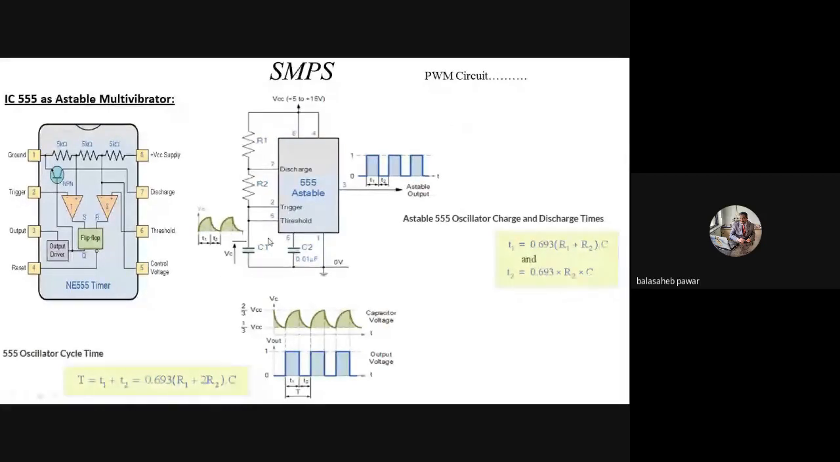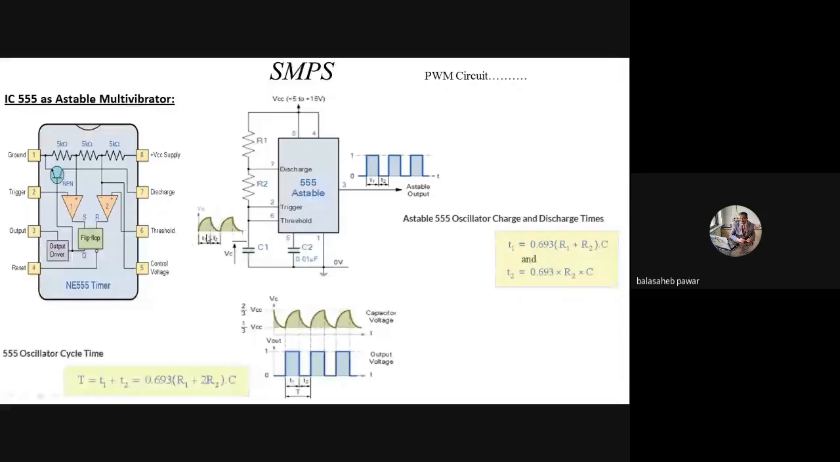The trigger pin goes to the first comparator's inverting terminal, and that trigger pin is again connected to the capacitor. That means by this first comparator we are comparing two voltage levels. One is 1/3 VCC, which is fixed, and the other is the charge stored by the capacitor. The charge stored by the capacitor will increase as shown, correct? It will charge exponentially like this.